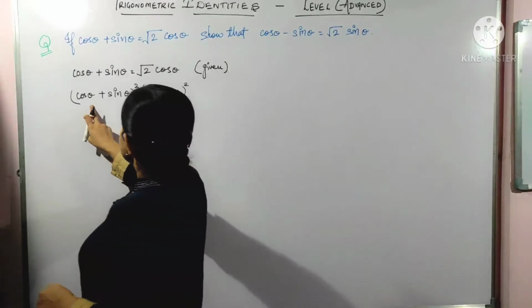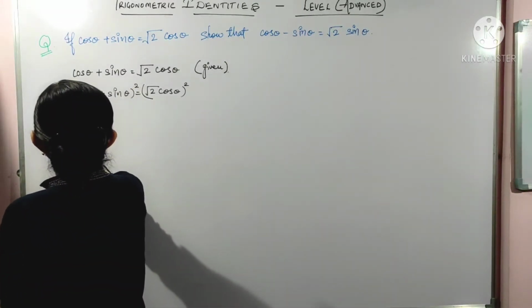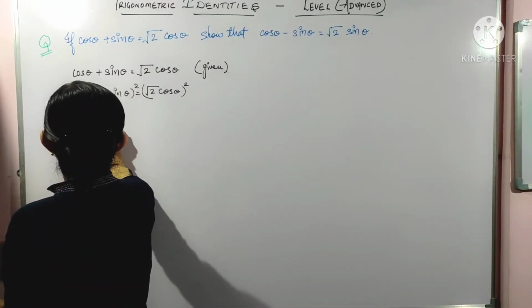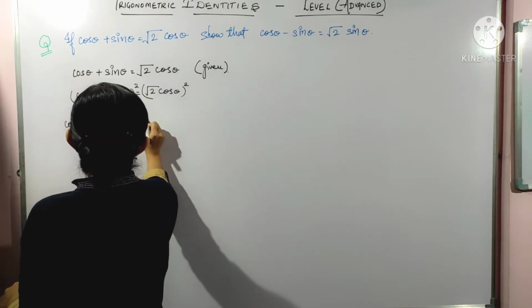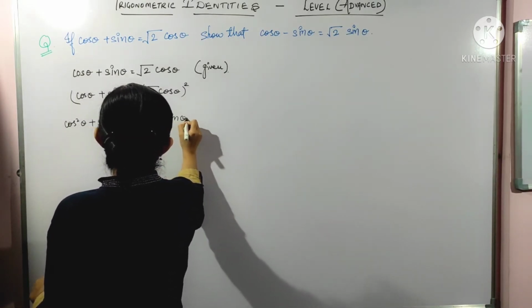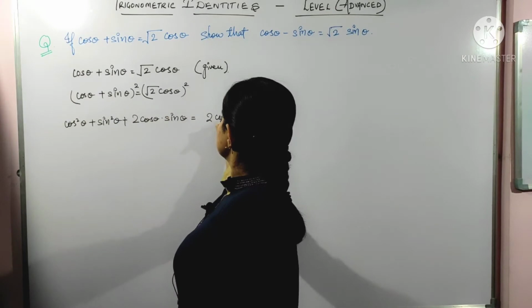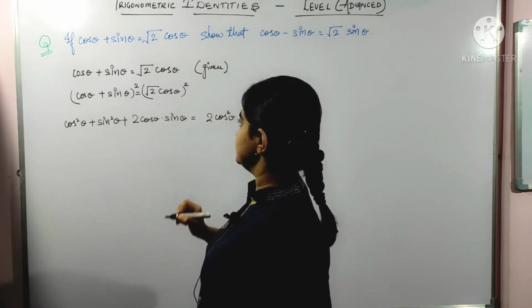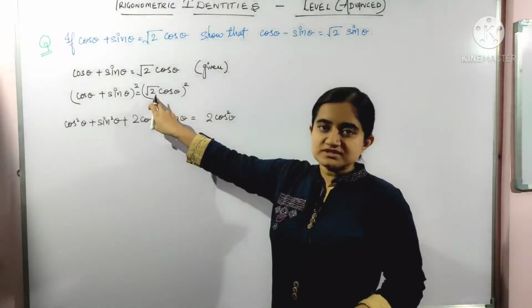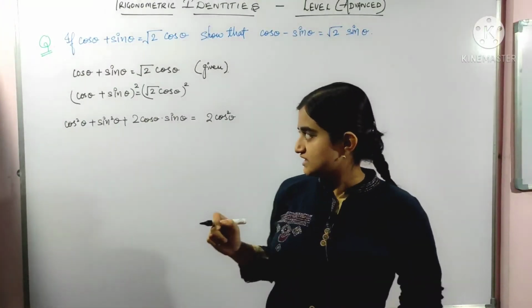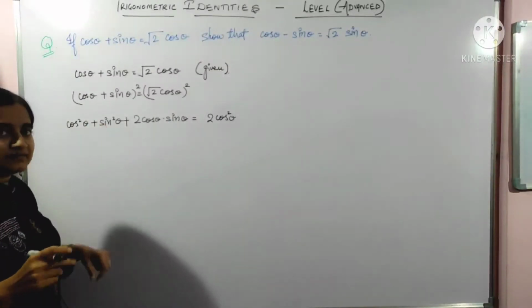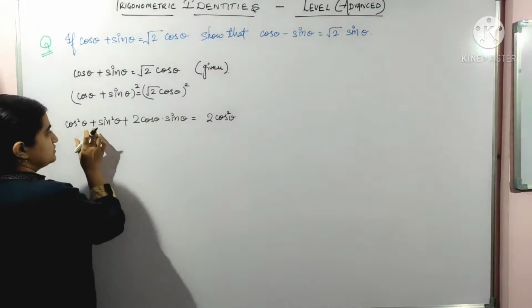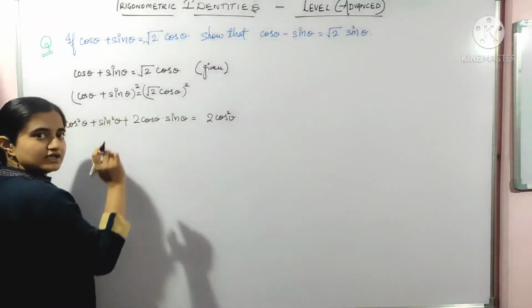Okay, so cos plus sine, so we can write cos square theta plus sine square theta plus 2 cos theta sine theta, and here we can write 2 cos square theta. Why? Because root 2 is there, so it will be 2 and cos square theta. Now we will move on to our next step, and in this step we will shift cos square to that side and we will subtract it.